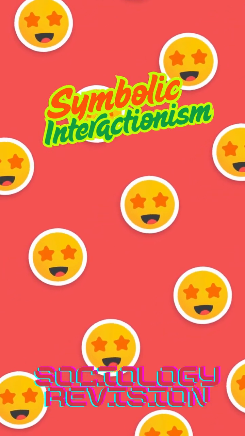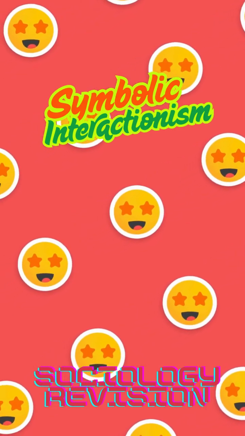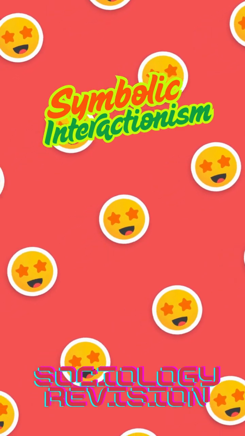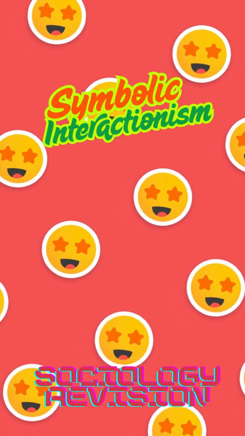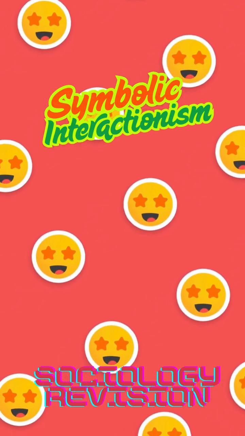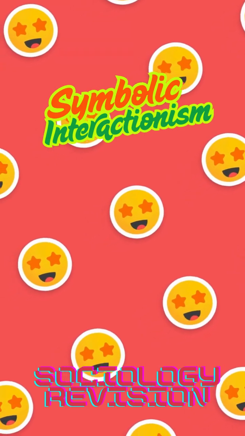In short, symbolic interactionism is a way of understanding how we create meaning through symbols and interactions, and how those meanings shape our behavior and society as a whole. It's a reminder that society isn't just something out there, but something we're constantly building and rebuilding through our interactions with each other.